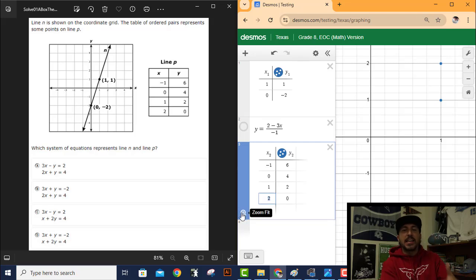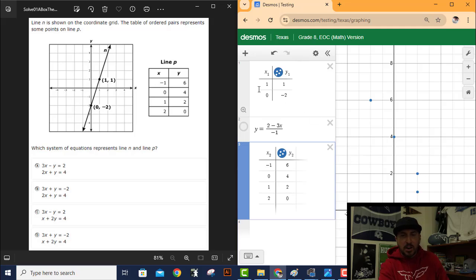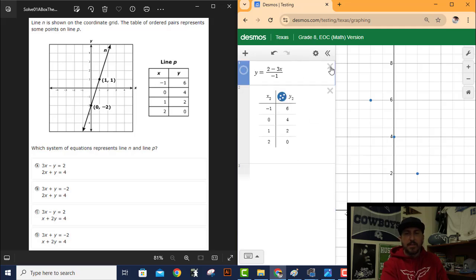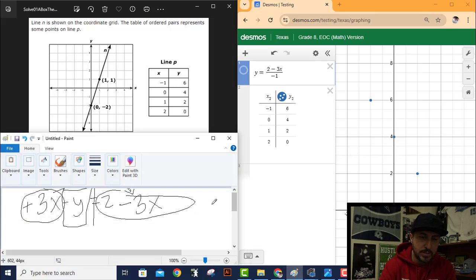I click the magnifying glass so I can see these numbers. Okay, here we go. Ooh, this guy's kind of bothering me right now. I want to just get rid of him for now. All right, so I have this right here. Now I'm going to type in the second equation. Here we go. Let's type him in.